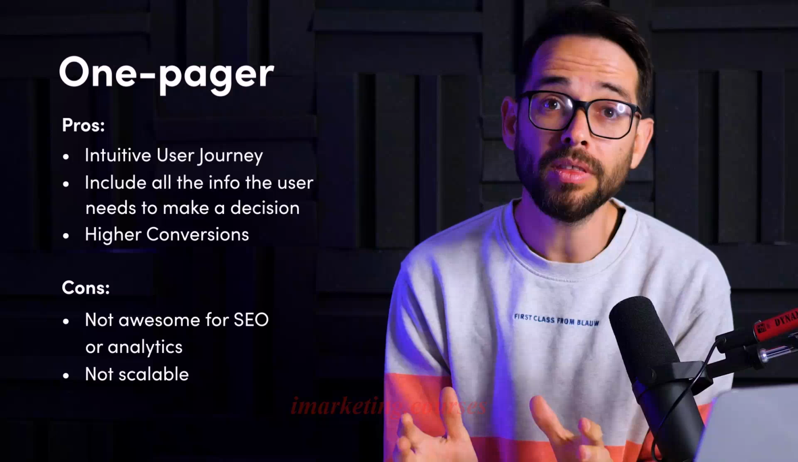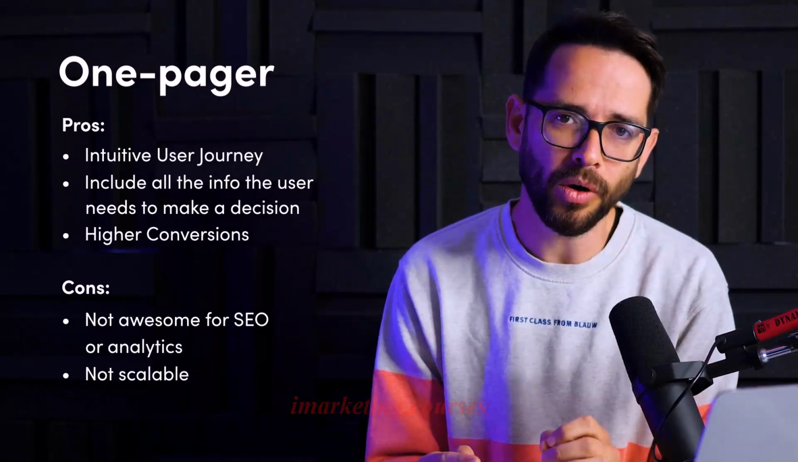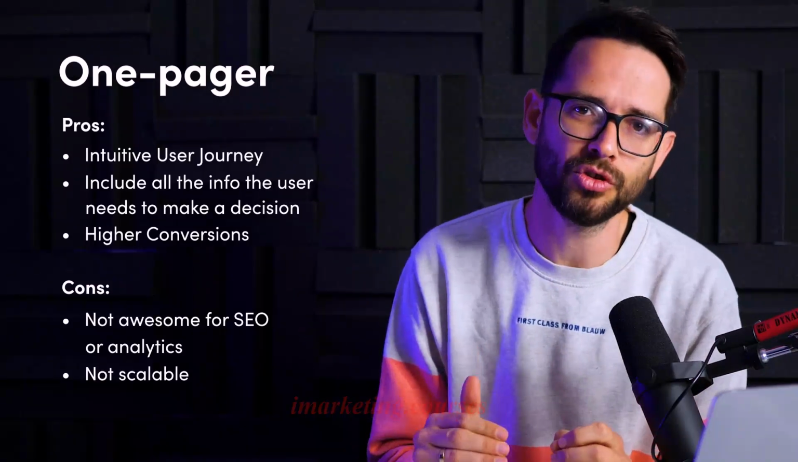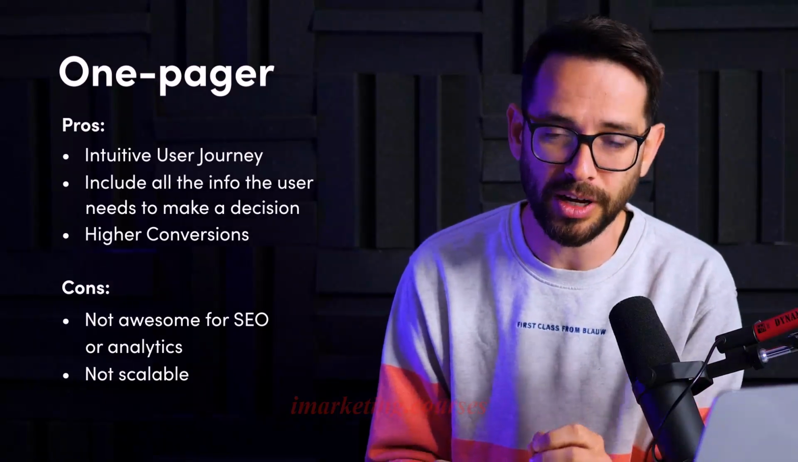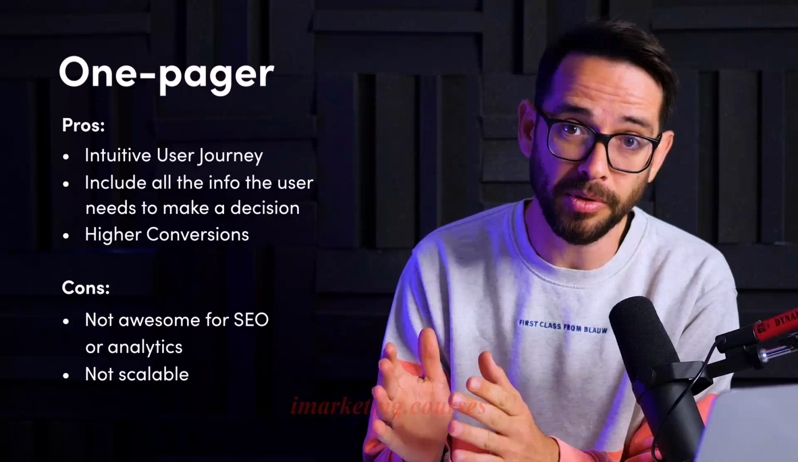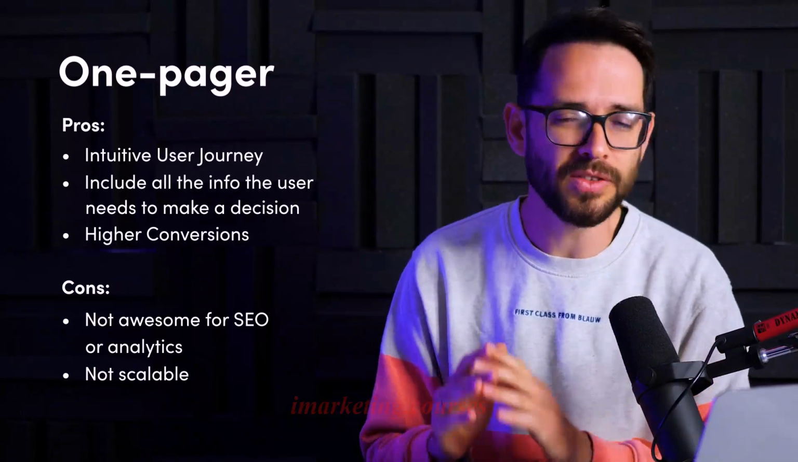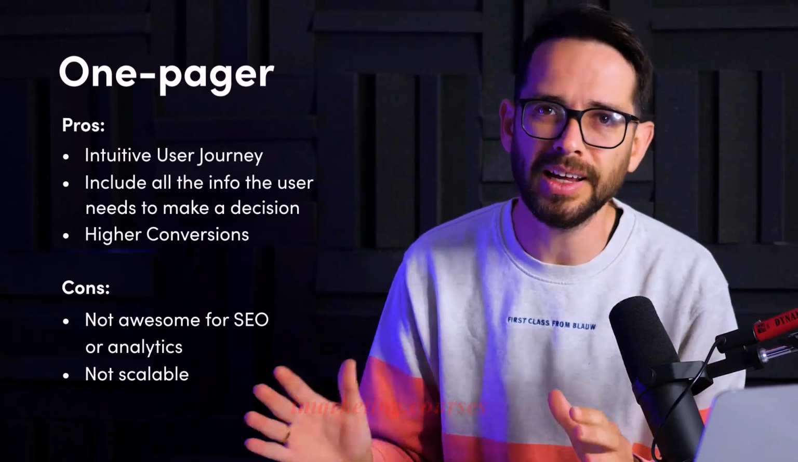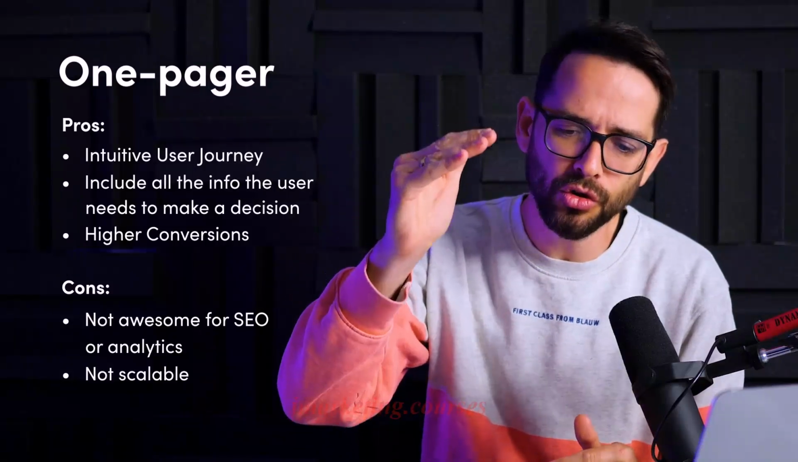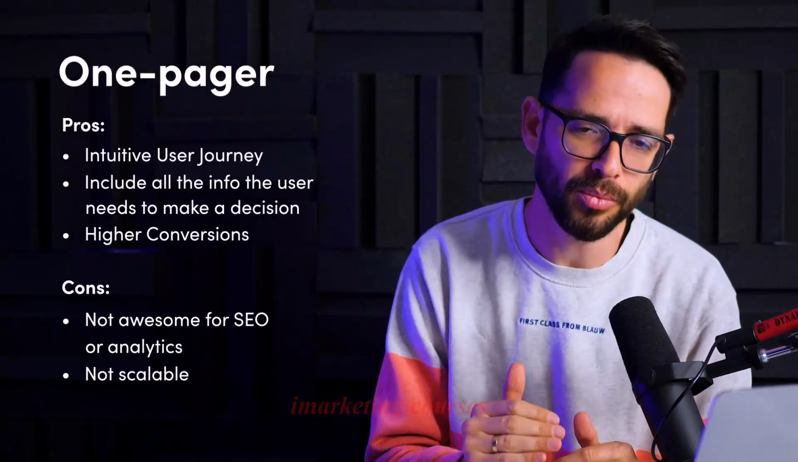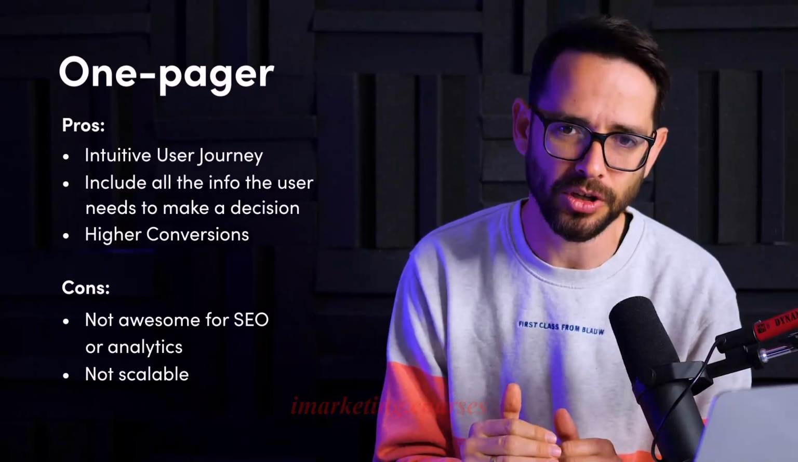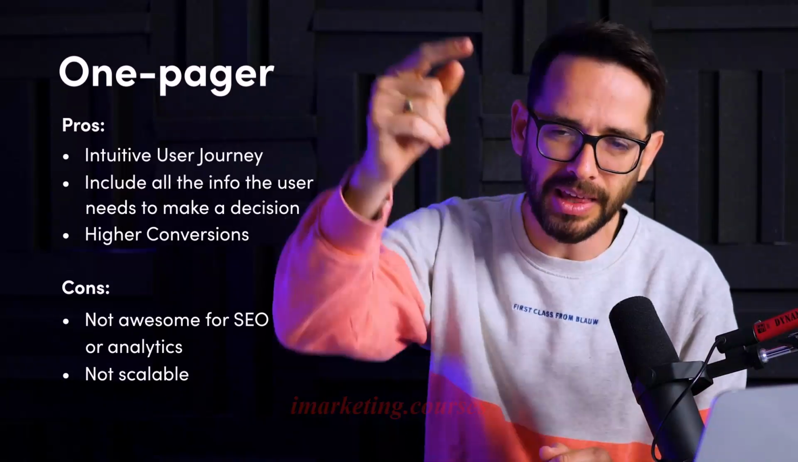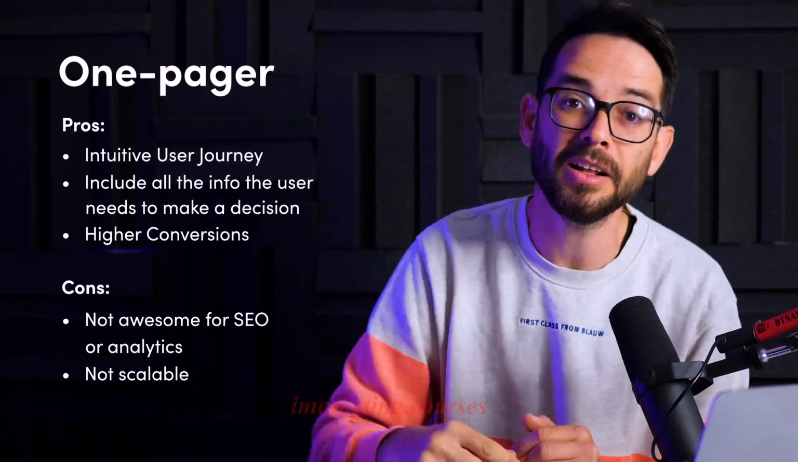A one-pager, the good thing about a one-pager is the only thing you can do is scroll. So that means it's a very, very intuitive user journey, right? You start at the beginning, you scroll to the middle, and then you get to the end. So it's very, very easy to use. They're not going to get distracted. And you can include all of the information that you want people to know and consume in order to make a decision, right? So you can make sure that they can't jump in and they can't miss something, right?